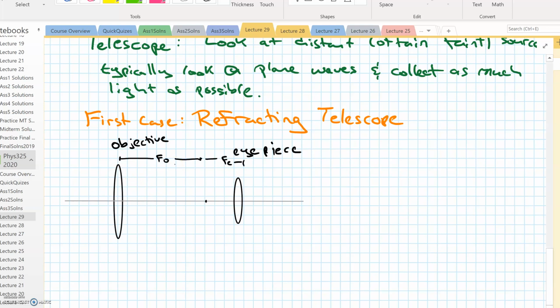Now remember that we have objects at infinity. What does that mean? It means that each point on that source is emitting spherical waves that are so far away that the curvature is so infinitesimally small that it can be completely neglected. So a given point on the star or the moon or whatever we're looking at emits a set of parallel rays coming in. So in a ray picture, that looks like this.